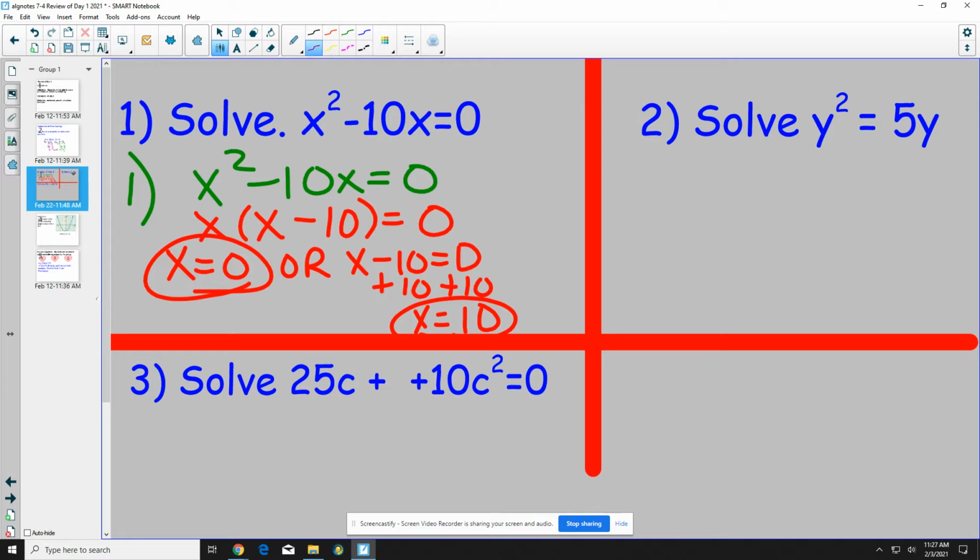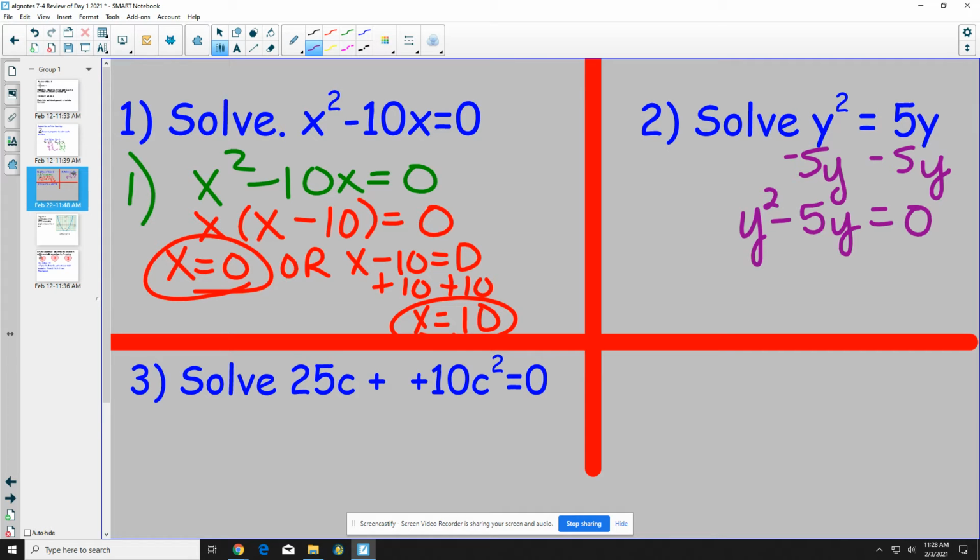Okay, put a number 2 down on your paper. Number 2 says y squared equals 5y. Notice it's not set equal to 0. So if it's not set equal to 0, what I have to do is subtract 5y so that I get the right side equal to 0. I can't take y squared minus 5y. They're not like terms, so I just write down y squared minus 5y.